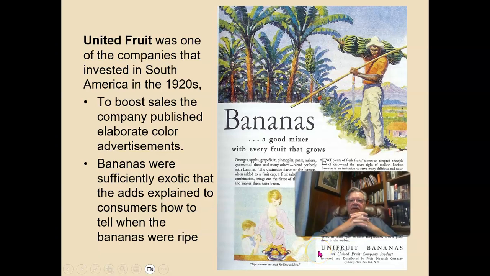The United Fruit Company became a dominant company that invested in South America in the 1920s. You see here a picture of bananas. To boost the sales, the company published elaborate color advertisements. Bananas were sufficiently exotic to explain to consumers how to tell when the bananas were ripe.